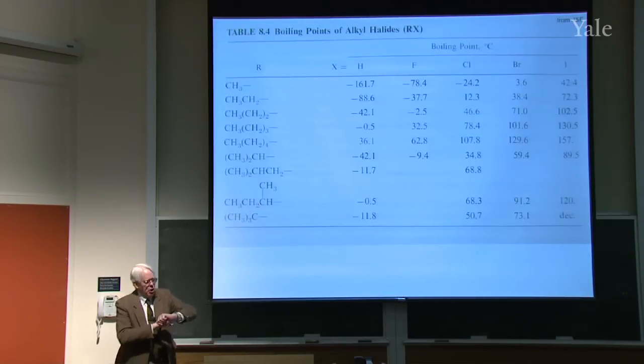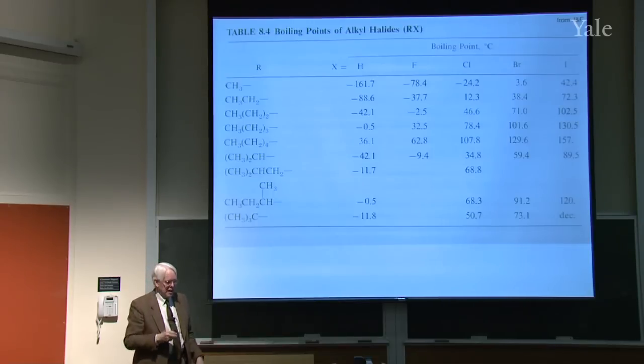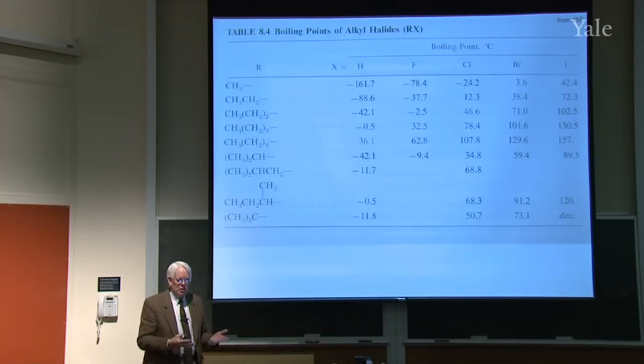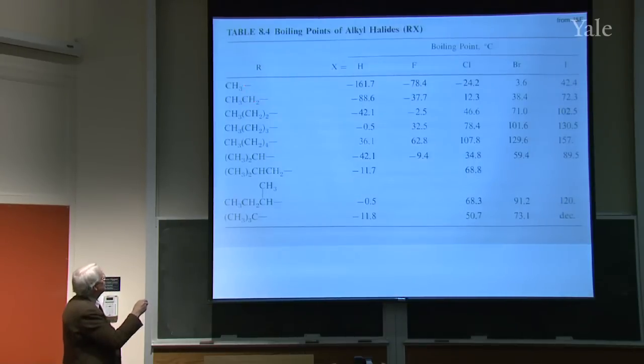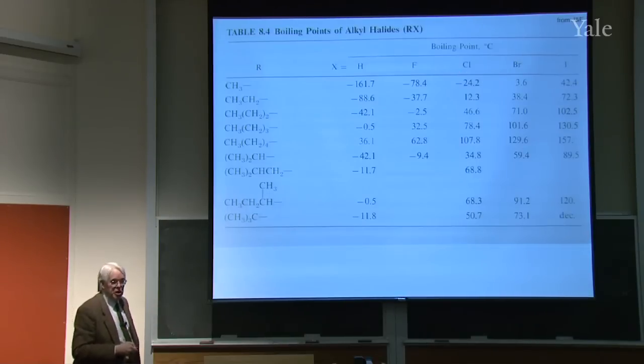Okay, now the boiling points of the alkyl halides. Here's a table, we could have taken it from any book. This particular one is from the Jones text, that shows different alkyl groups and the hydrogen, fluorine, chlorine, bromine, iodine. What are the boiling points?